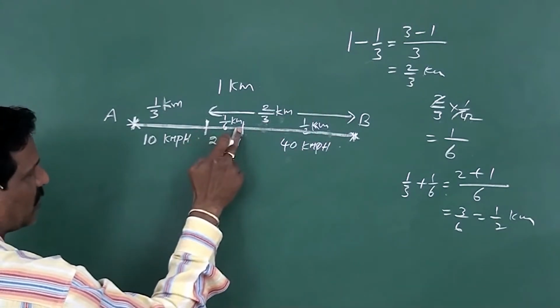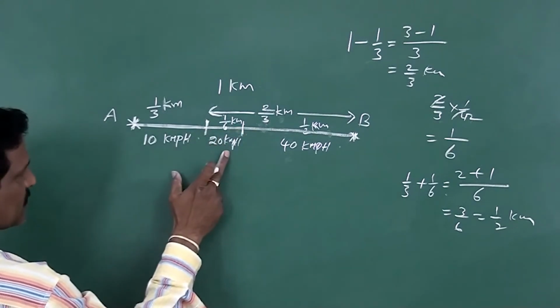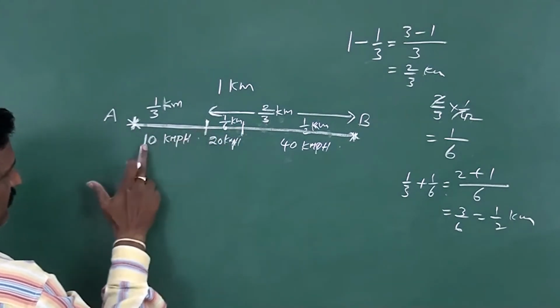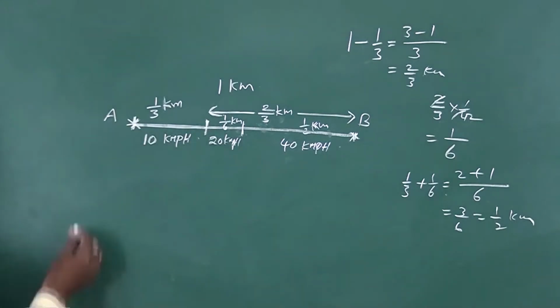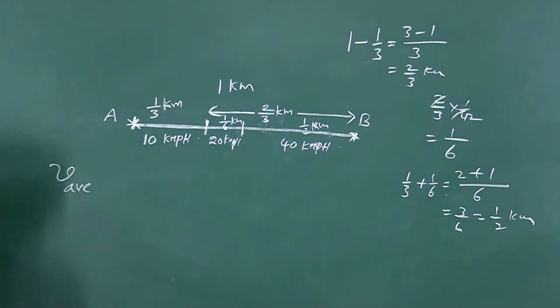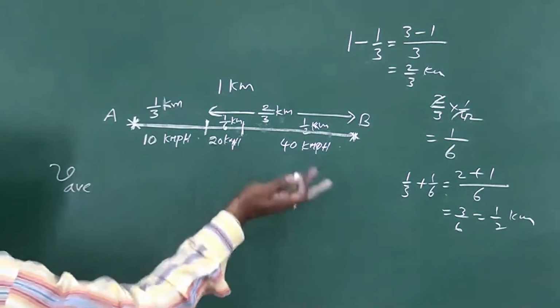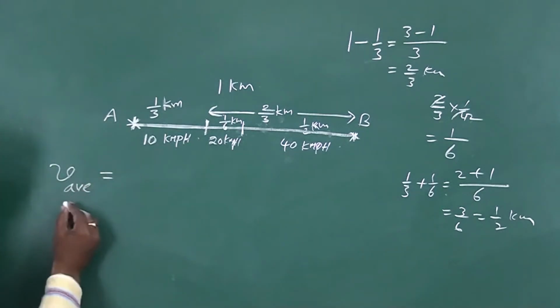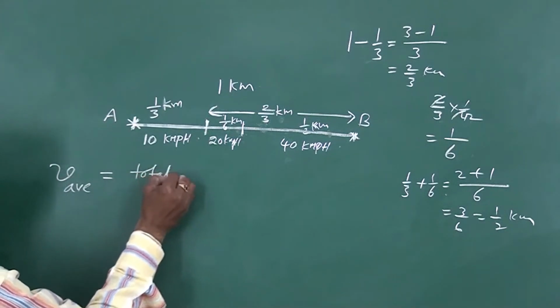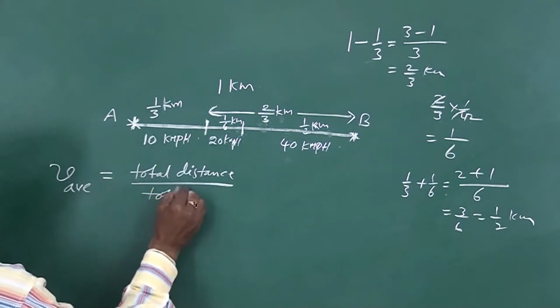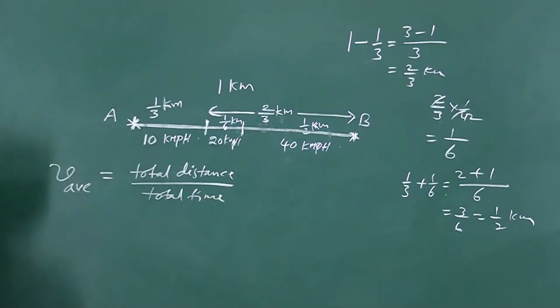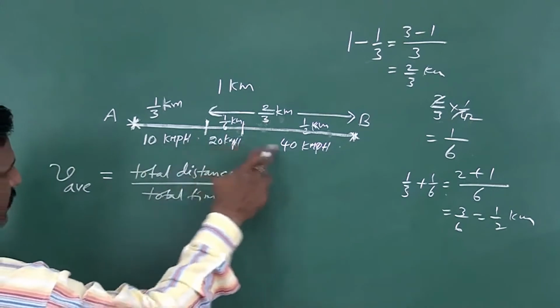This 1/6 kilometer is travelled with a speed of 20 kmph, and this 1/3 kilometer is travelled with a speed of 10 kmph. So different speeds, then we get average speed. Average speed comes into picture when there is non-uniform motion, non-uniform speeds. So these are the non-uniform speeds. So average speed equal to total distance by total time. Again you have to calculate times here.